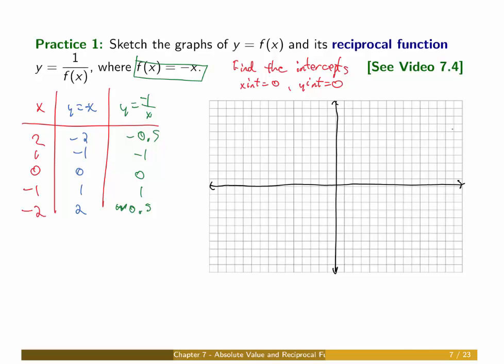So from here, let's plot the blue graph first. That's the original graph. So here we have our intercepts at 0, then at -1 and 1 and 2 and 2. There's the graph. Okay, that's y equals -x.